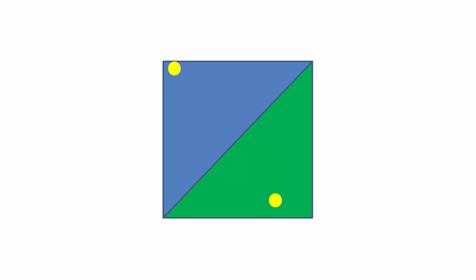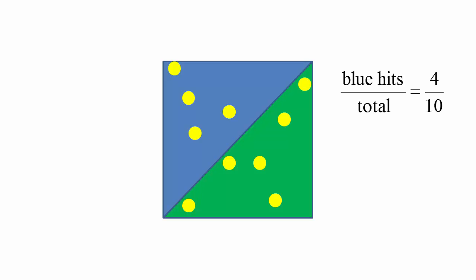There's the first one. And we have all 10 there. If we take the ratio of the number that have landed in the blue, 4, over the total number 10, then the ratio is 4 over 10. And similarly for the ratio of the number that land in the green section, 6 over 10.